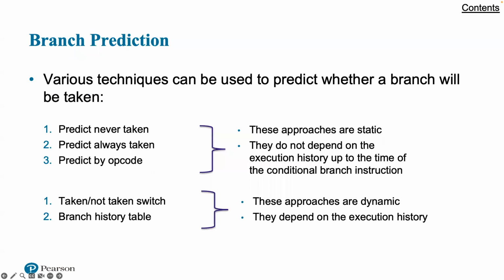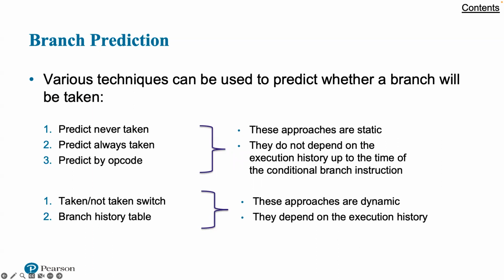Various techniques can be used to predict whether a branch will be taken. Among the more common are the following: predict never taken, predict always taken, and predict by opcode. So those are some possibilities. These approaches are static. They do not depend on the execution history up to the time of the conditional branch instructions. So all 3 of these ones that we mentioned here.